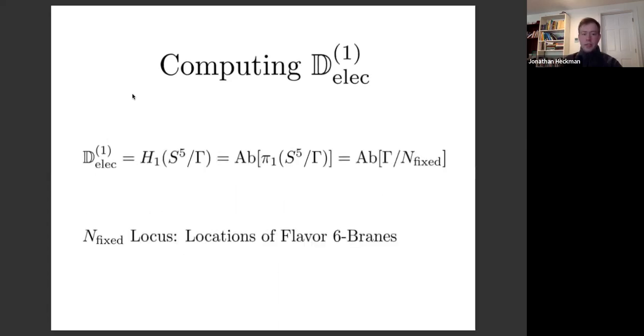So let's go ahead and do that. In one line, here's what you get. You'll get the electric one-form symmetry is just the abelianization of that gamma mod n. And roughly speaking, in a lot of examples, this fixed locus you can think about in many cases as the location of where some, if you like, flavor seven-branes in M theory are coming along. So they often have the form of like a C2 mod gamma. And so you get a flavor brane, if you like, in the 5D system. So it's like some non-dynamical 7D super Yang-Mills, which is extending out to the boundary.